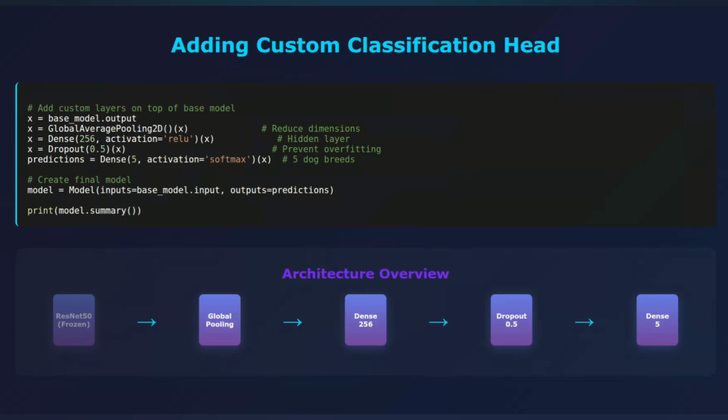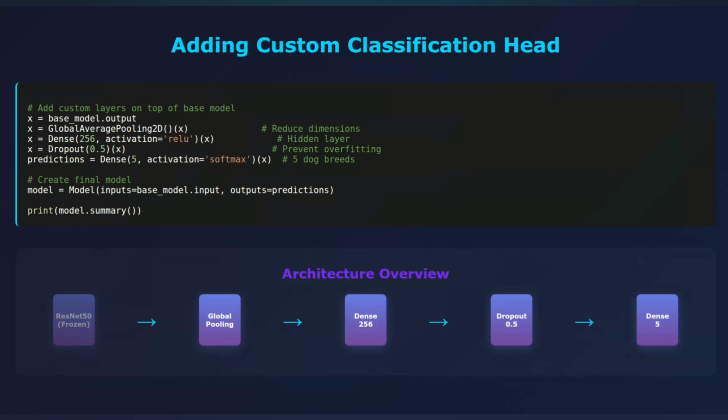Now, we add our custom layers on top of the base layer. This is where the model learns to distinguish between our specific dog breeds. We use the functional API approach. First, we add a global average pooling layer to convert the feature maps into a single vector. Then, we add a dense layer with 256 neurons and ReLU activation for learning complex patterns. We include a dropout layer with 50% dropout rate. This helps prevent overfitting, which is especially important with smaller datasets.